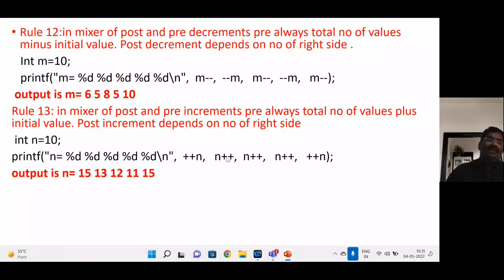The next is the 14th rule. Suppose the same one, but all are decrementing operators. So int n = 10, then n minus minus minus n minus minus n minus minus.